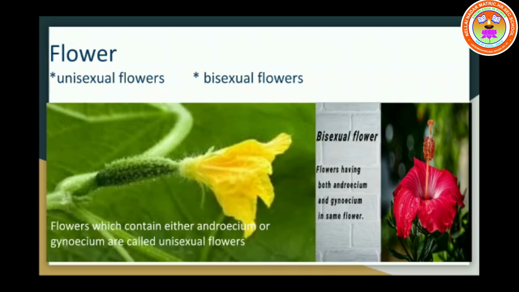Plants which are pollinated by the moth and bats release their fragrance mostly at night and have colorless petals. Example, mango, banana, guava. Okay, children, here one table is given.